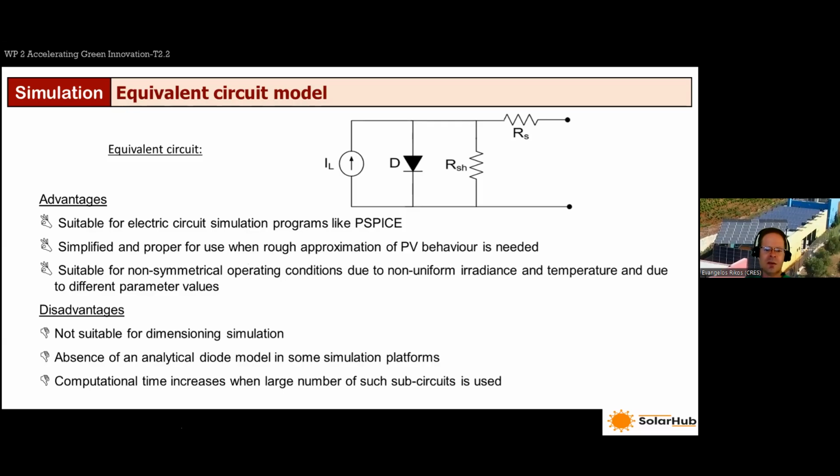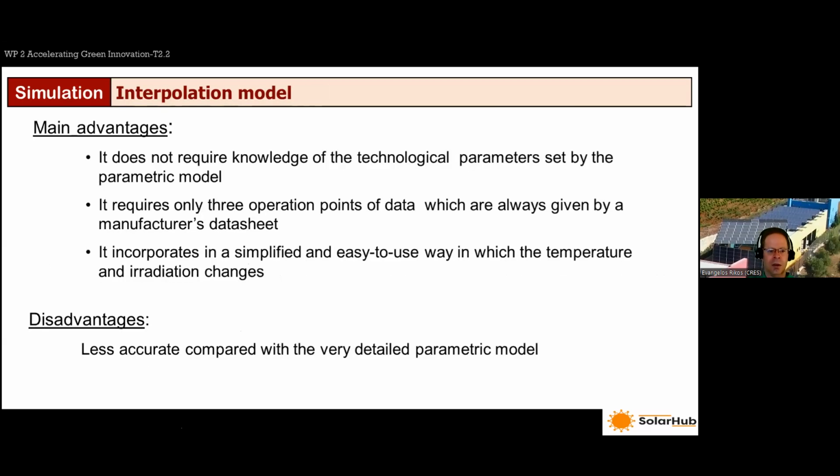So you use just approximate diode models that result in discrepancies in the final result, right? And the computational time increases if you use a large number of those sub-circuits in one model. If you want, for example, to emulate asymmetrical behavior and you use multiple of these circuits, then the computational time becomes very high. It's prohibitive, as a matter of fact. So you don't really want to use that in a more complicated analysis.